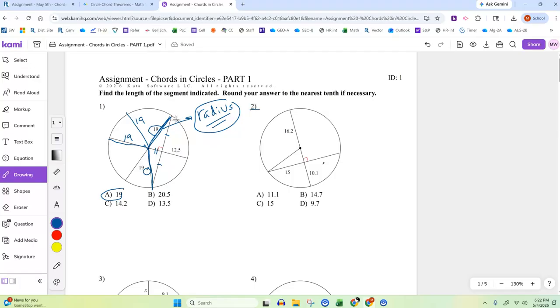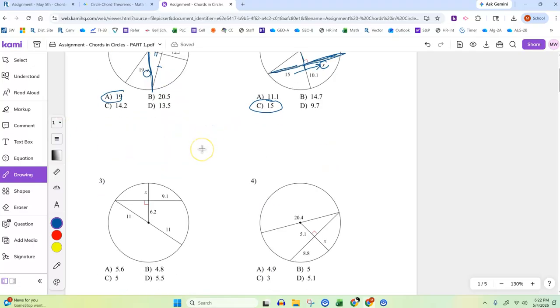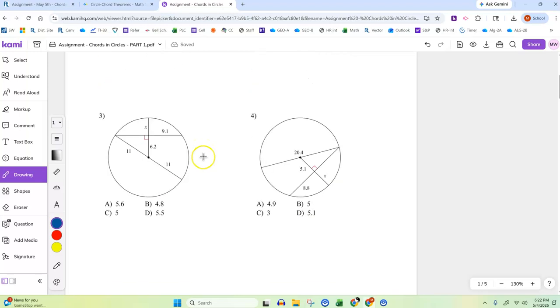So number 2 is, here we know that we're looking for x. So that's going to be this piece right here. Well, since this cuts this chord at a 90-degree angle, that means this and this one are equal. So very easy. This is the same as that. This is going to be 15. Okay, so that's one kind of question. We're looking for the length of the segment indicated. Okay, what about number 3?